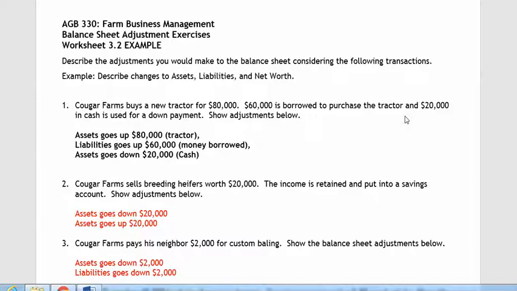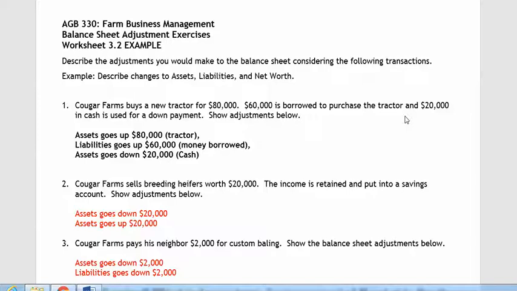Today I will be covering the Example 3.2 assignment, going over this solution, hopefully to make it a little more clear on what we're looking for here. My goal is to have you understand how the things that we do affect our net worth and our balance sheet. Whether we buy a piece of machinery or we sell livestock or whatever it is that we're doing, it has an effect on our net worth. And that's the objective of this assignment.